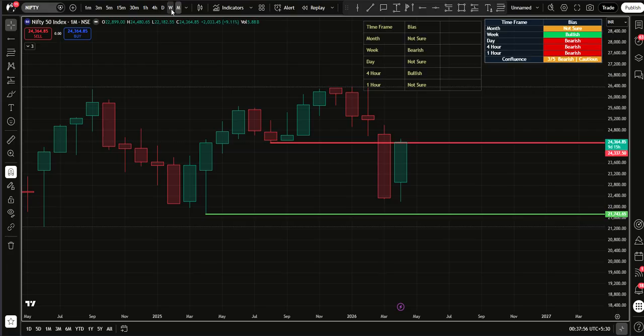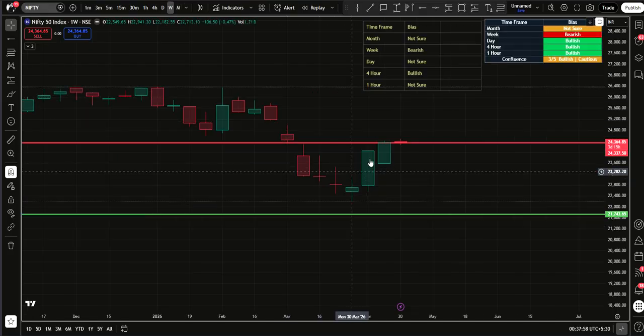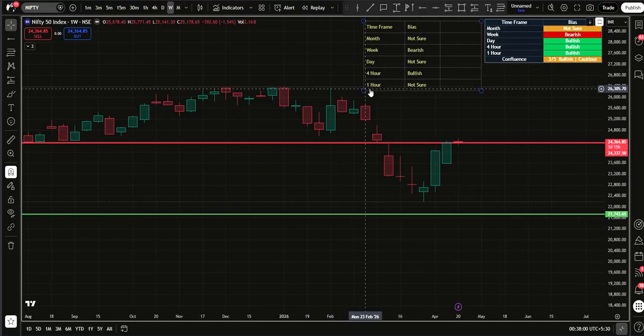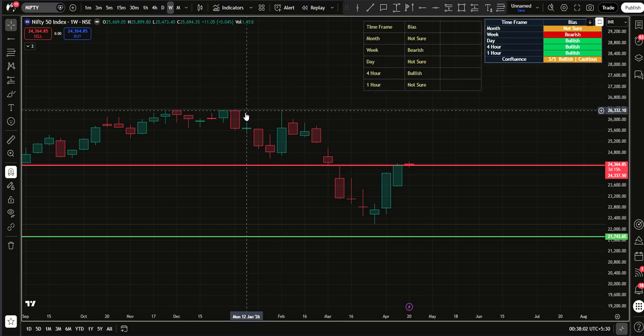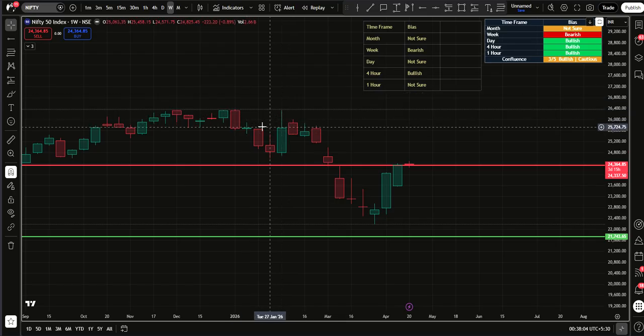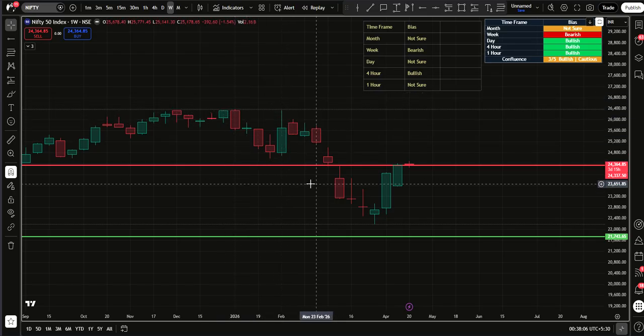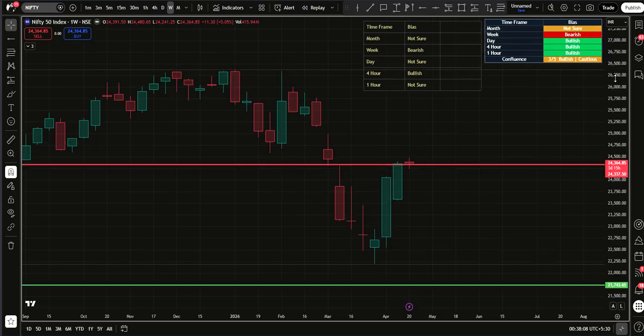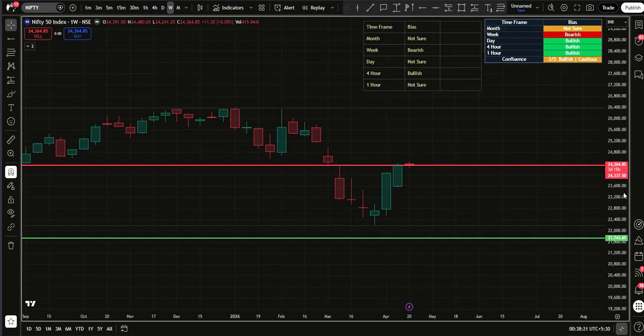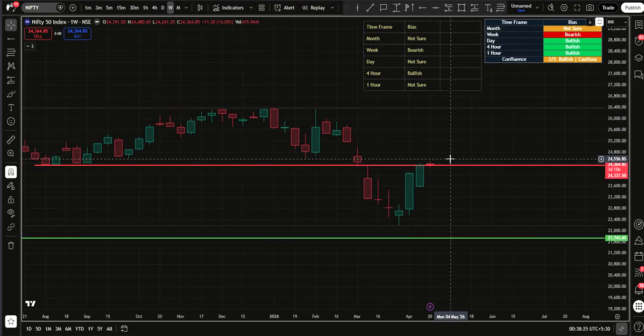Moving on to the weekly time frame. On a weekly time frame, it is bearish. Why is it bearish? Because unfortunately this swing high is lower than this swing high, by a very few points. But if Nifty has to become bullish, it has to go and invalidate this high. That could mean Nifty almost reaching 80H again.